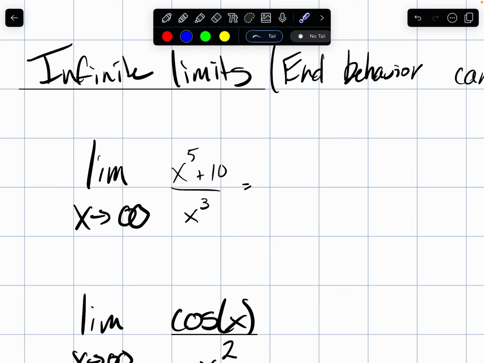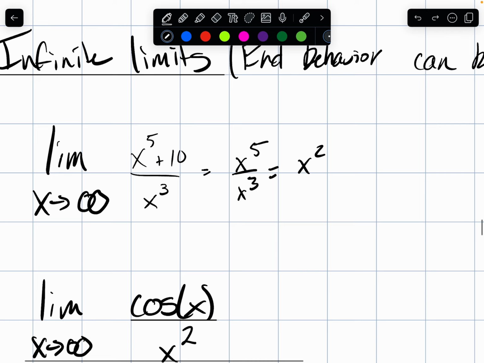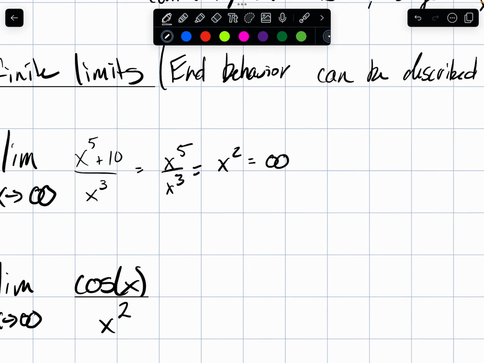What we can do is take the highest degree in the numerator and denominator, and we can divide them out, and we can see what the end behavior is going to look like. So I can almost ignore this 10. Really, all I'm going to do is look at these 2 ideas. And if I have x to the 5th over x to the 3rd, I know if I simplify that, I'm going to get x squared. Now what I can do is take that infinity and plug it in. So I will get infinity.